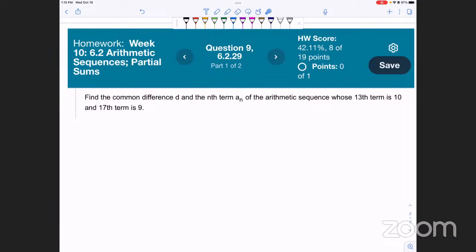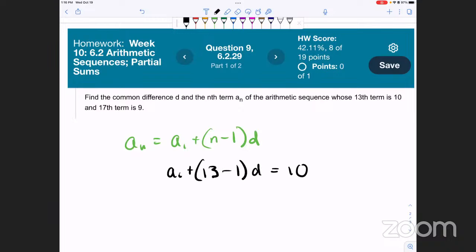Arithmetic sequence, all right? So again, we're starting with the general form of arithmetic, a_1 plus n minus 1 times the common difference. So that was what we talked about last time. Let's see, the 13th term: when n is 13, output is going to be 10. This comes down, that comes down, minus 1, everything else comes down. And then the other one was the 17th term is 9. So this is a repeat just with different numbers.